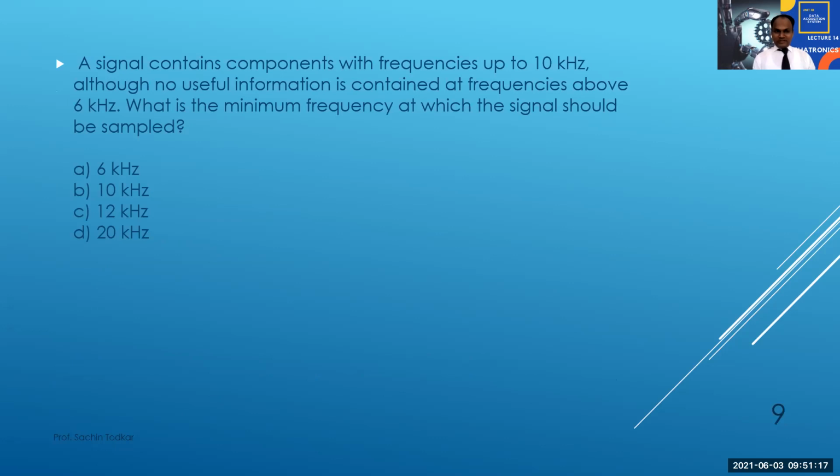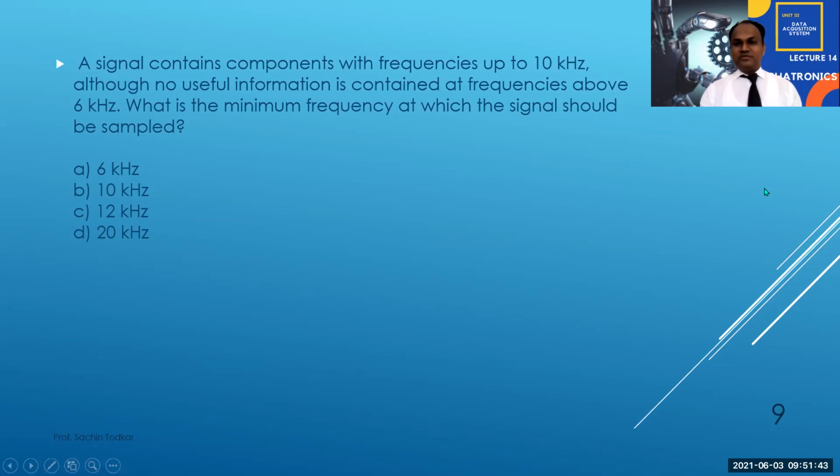Now the numerical type of question. A signal contains components with frequency up to 10 kilohertz. Although no useful information is contained at frequencies above 6 kilohertz, what is the minimum frequency at which the signal should be sampled? This is a very interesting question, because there are two frequencies given. One is 10 kilohertz and one is 6 kilohertz.